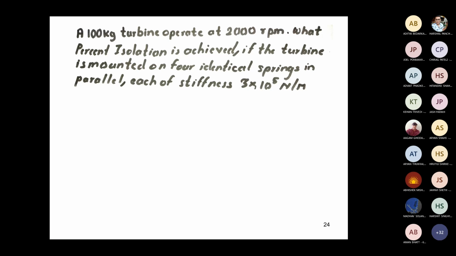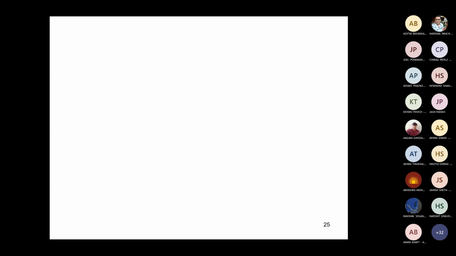Next question. A 100 kg turbine operates at 200 RPM. What percentage of isolation is achieved if the turbine is mounted on 4 identical springs in parallel, each of stiffness 3 into 10 raised to 5 Newton per meter? Right? This is the question. So let's summarize the data.